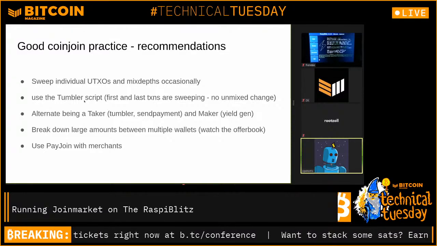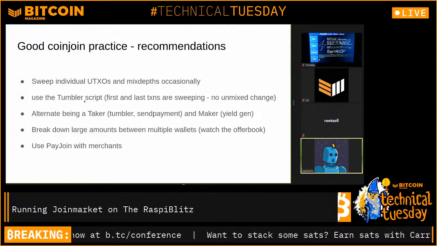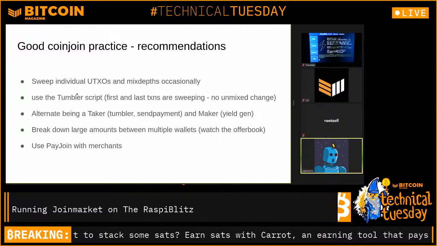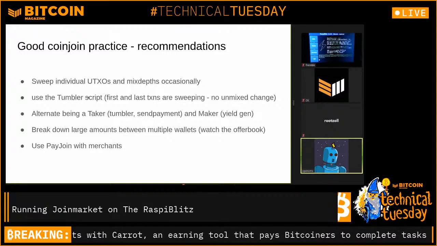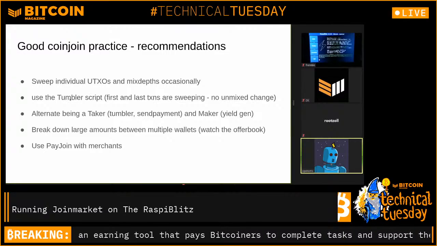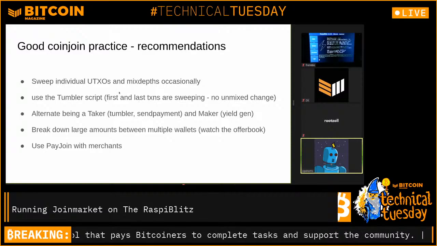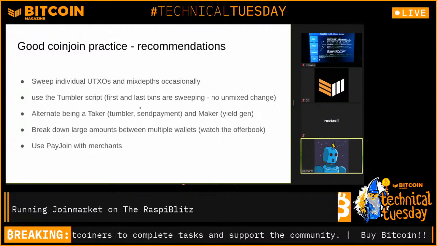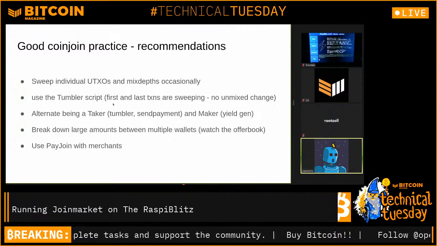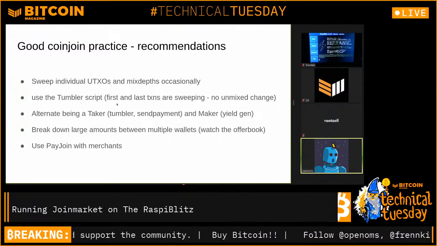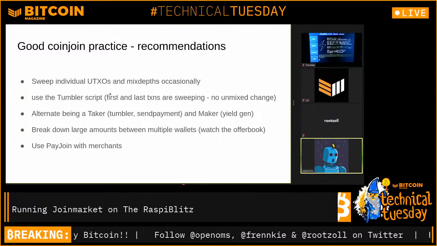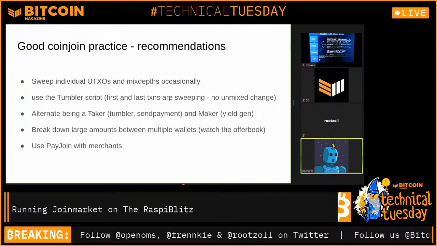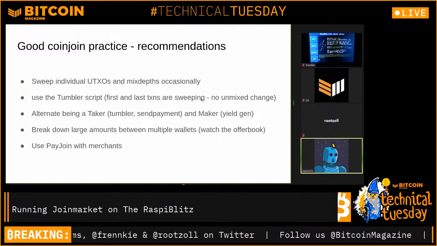Also, if you want to make your UTXOs private quicker, then it's probably best to trigger this chain of coin joins, which is done by the Tumbler script, and which does include sweeping transactions, as was introduced, I think, in 2018, so that the first transaction of the Tumbler is always a sweeping one, and then also the last one is not creating any more change.